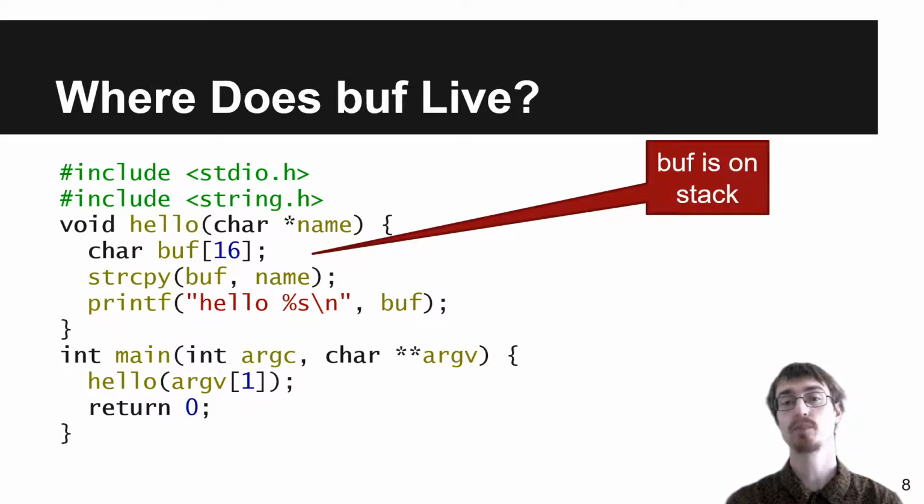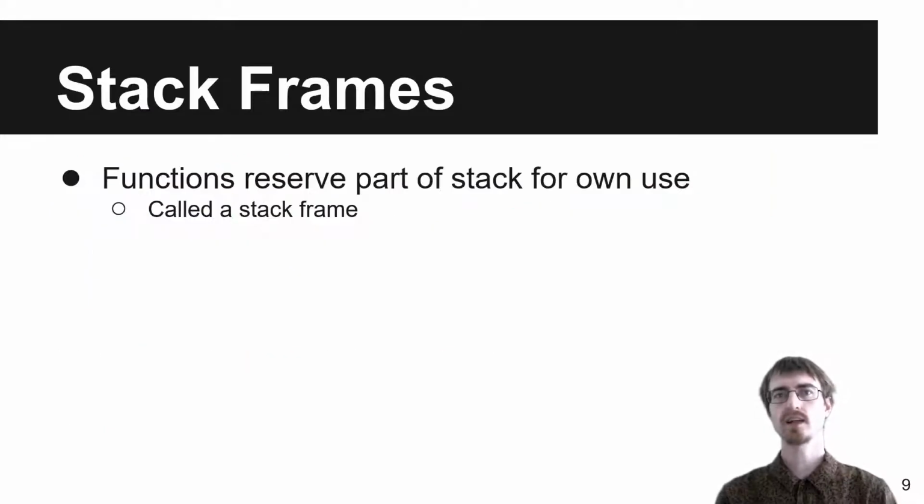So the answer is buff is on the stack. Buff is a local variable in the hello function, so it lives on the stack, which means that the compiler automatically allocates it when the function is called and deallocates it when the function returns. Now let's talk for a moment about stack frames. So ideally, you've already heard about stack frames in a computer architecture course, but just to be sure, we want to include a brief introduction here, because it's going to be critical in understanding how to exploit memory errors.